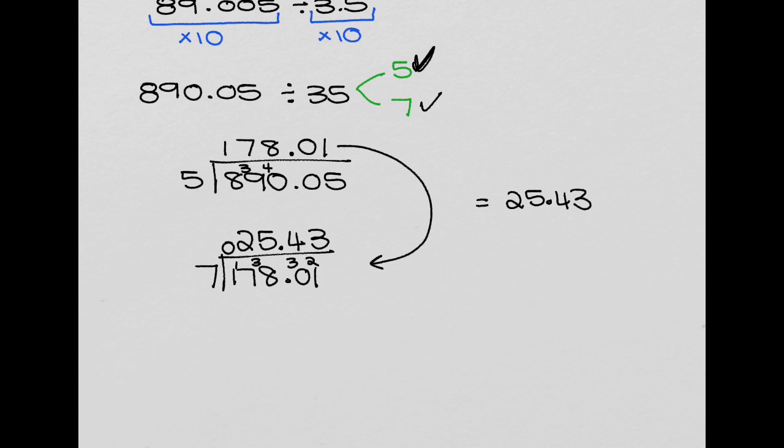All right? So, moral of the story here, if you can take the divisor and split it up into factors, it's going to make your life easier. If not, like let's say it's a prime number like 13, then you're just going to have to divide with 2 digits and it's a lot harder.